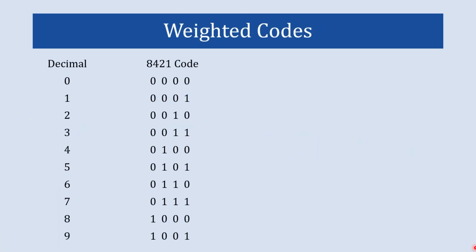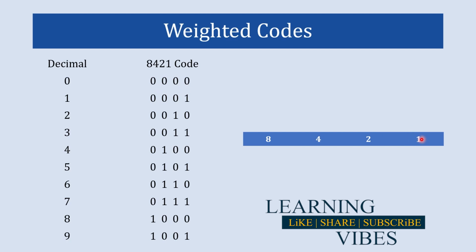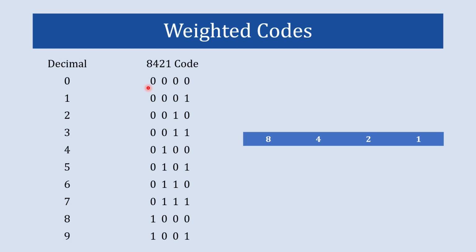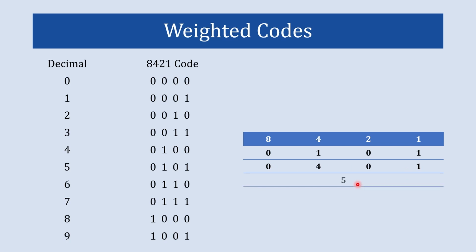In 8421 code, each position has a specific weight. The LSB has a weight of 1, whereas the MSB has a weight of 8. So this is the LSB and this is the MSB. This digit has a weight of 8 and this digit has a weight of 1. Let's take an example of the number 0101. 0 into 8 is 0, 1 into 4 is 4, 0 into 2 is 0 and 1 into 1 is 1. If we add all this together, we get 5 as our answer. So the BCD representation of 5 in 8421 code is 0101.